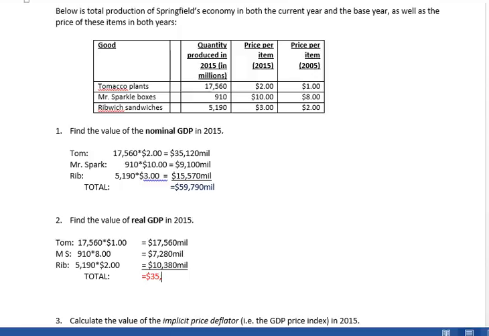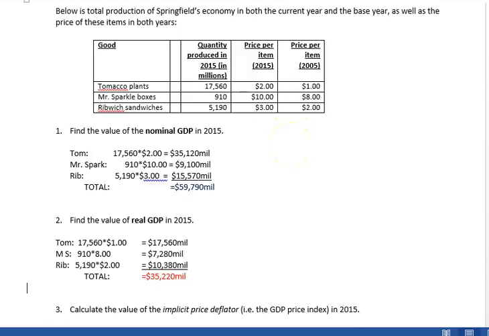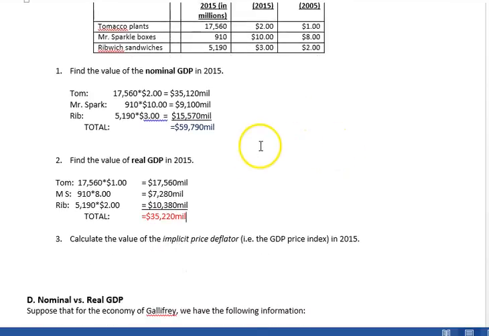prices. So 35,220 million. There's our answer for part 2. That is our real GDP. All right. So again, that is our production, 2015's production, revalued using the base year prices. Now, there is this index, price index. We're going to talk more about price indices in Chapter 7 when we talk about inflation. But for right now, we're going to talk about the GDP price index.